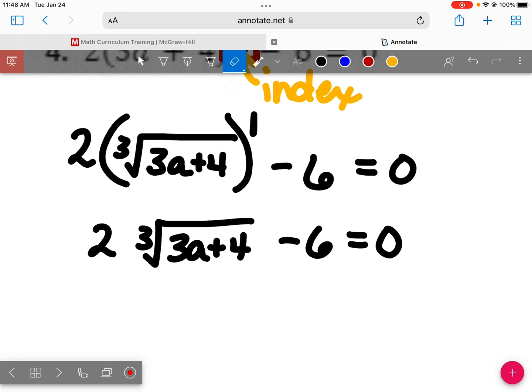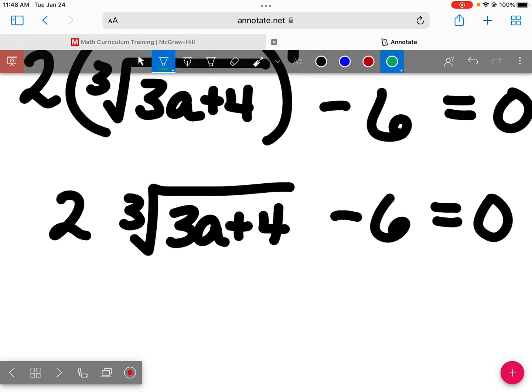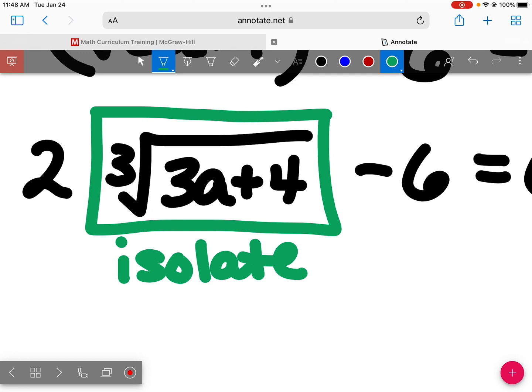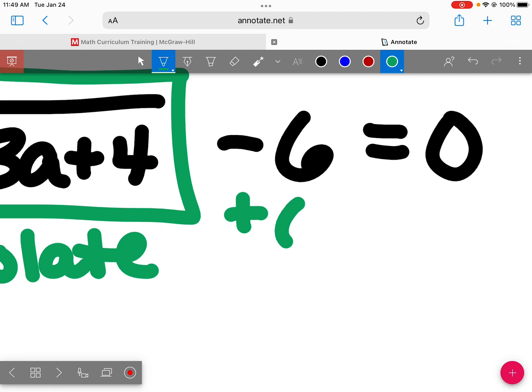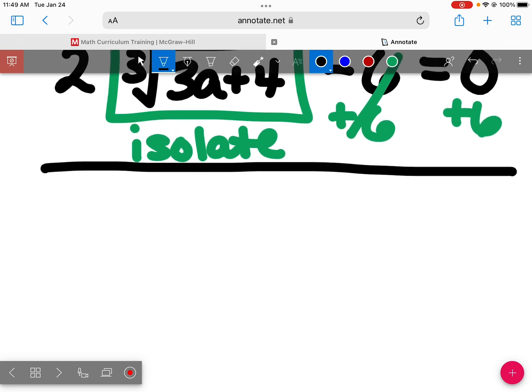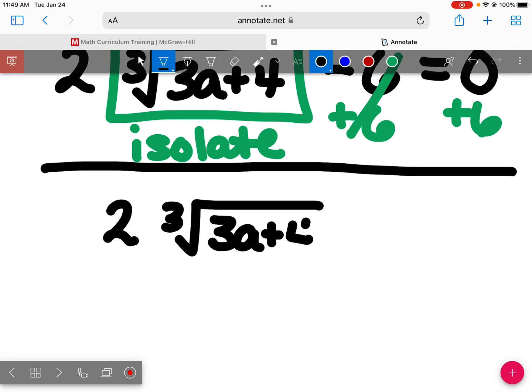All right. So now I know I'm looking at a radical equation. Step 1 is to do what? Isolate. This is the thing that I need to isolate. I see two things that I need to get rid of, the 2 out in front and then the -6. Which one do I get rid of first? The -6. How do I get rid of it? Add 6 to both sides. So I would have 2 and then the cubed root of 3a plus 4 equals 6.